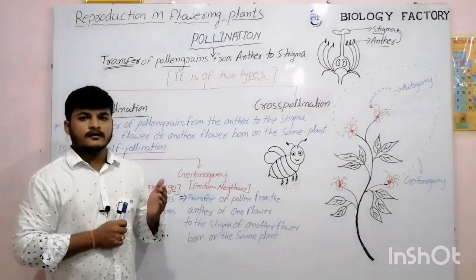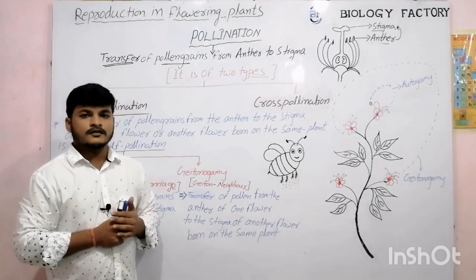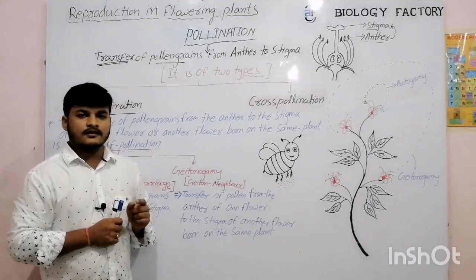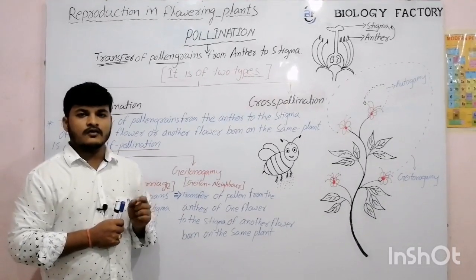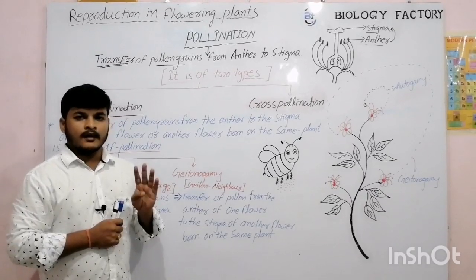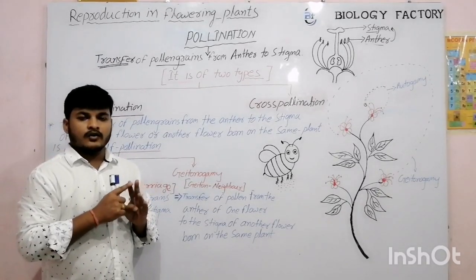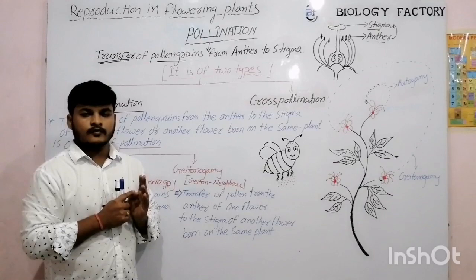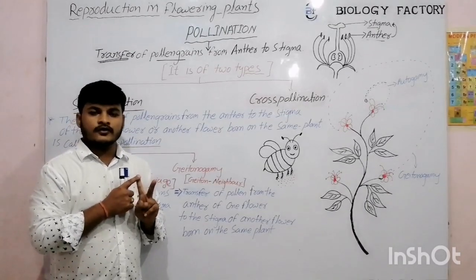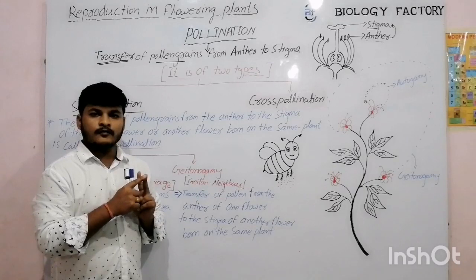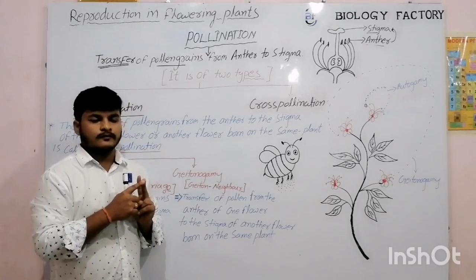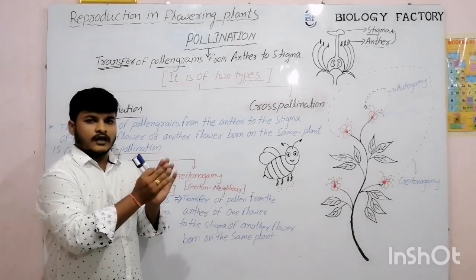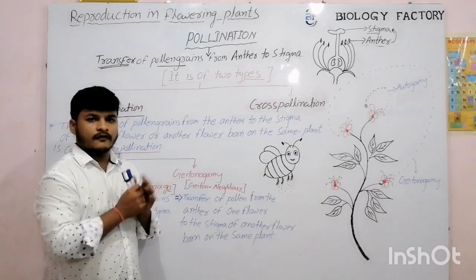In our previous classes, we already studied that a typical flower consists of four whorls. One is the calyx, another is the corolla, next is the androecium, and last is the gynoecium. Among these four whorls, calyx and corolla are the accessory whorls, and androecium and gynoecium are the reproductive whorls. The male reproductive whorl is otherwise known as the androecium, and the female reproductive whorl is otherwise known as the gynoecium. So you all know about the androecium and gynoecium, the male and female reproductive whorls.